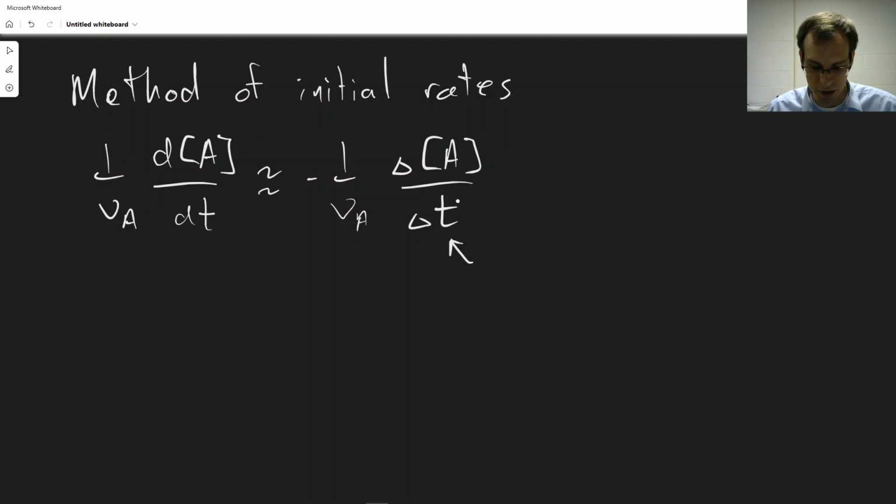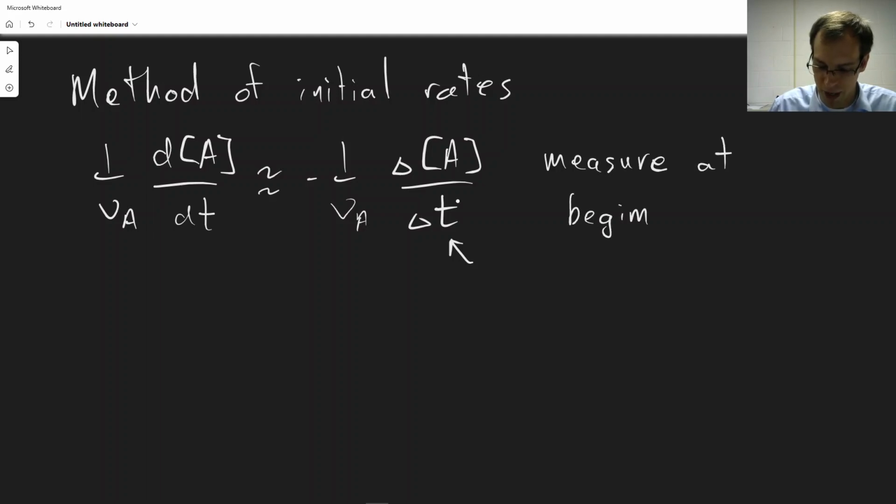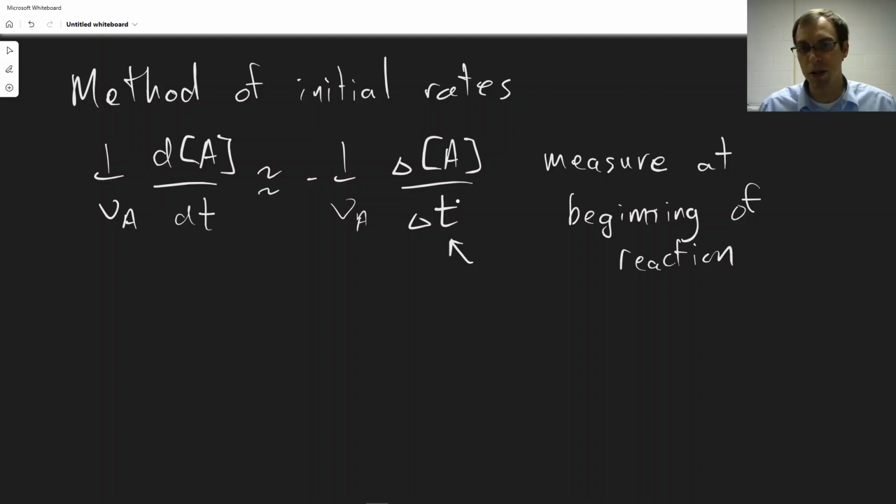So this is the method of initial rates, that we measure the change at the beginning of the reaction and not necessarily monitor the whole course of the reaction to see how the reaction proceeds. So that's why it's called the method of initial rates, because you only look at the beginning of the reaction and you make the assumption that the derivative can be approximated as a delta, as a macroscopic change that you can actually measure.